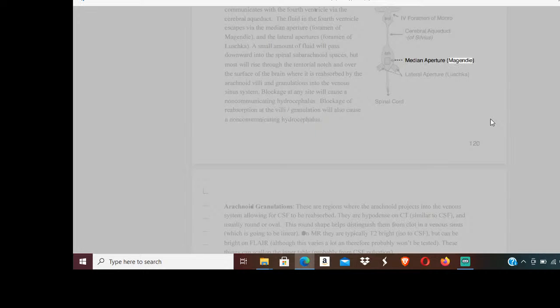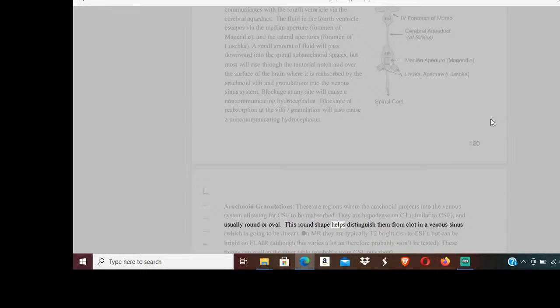Median aperture, Magendie. Lateral aperture, Luschka. Spinal cord. 120. Arachnoid granulations. These are regions where the arachnoid projects into the venous system, allowing for CSF to be reabsorbed. They are hypodense on CT, similar to CSF, and usually round or oval.